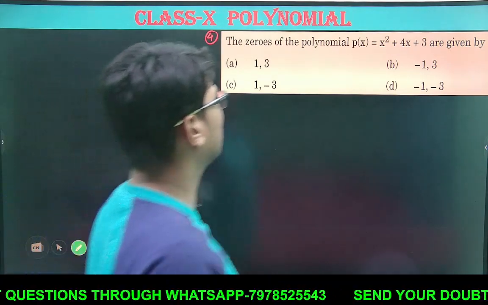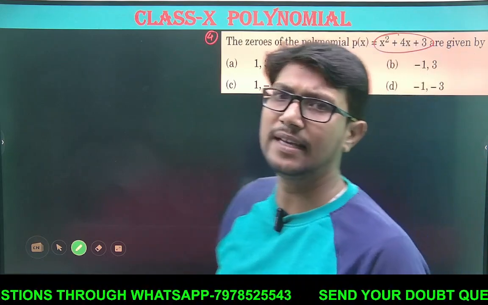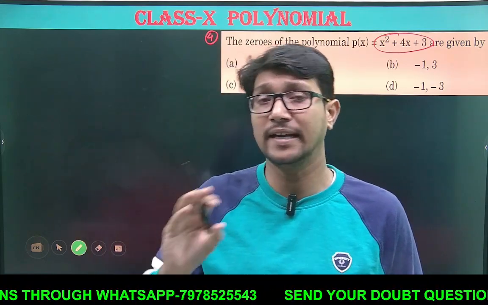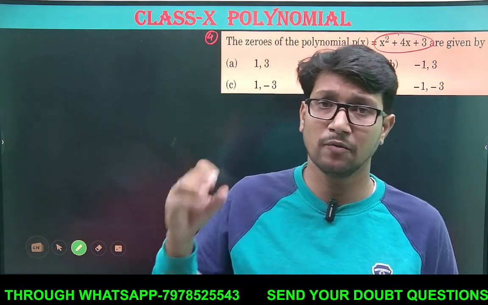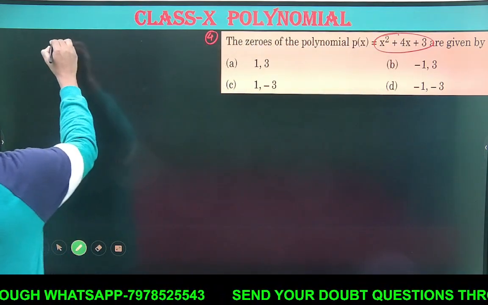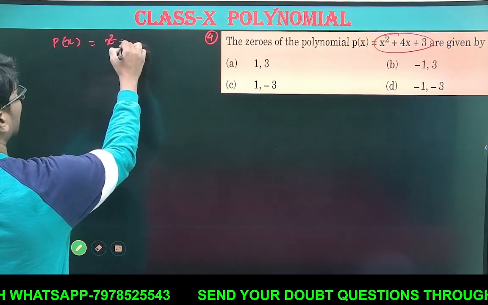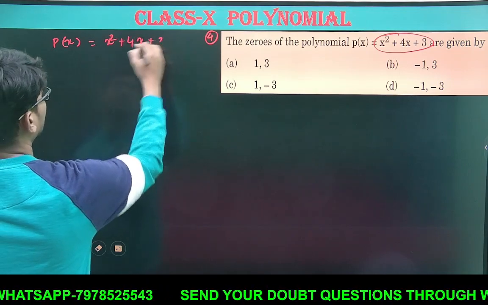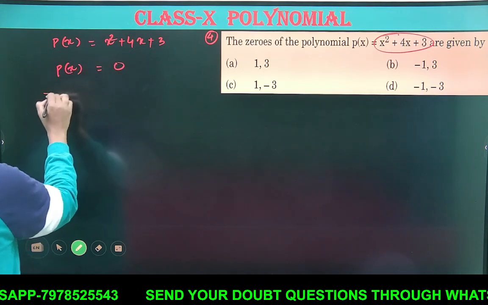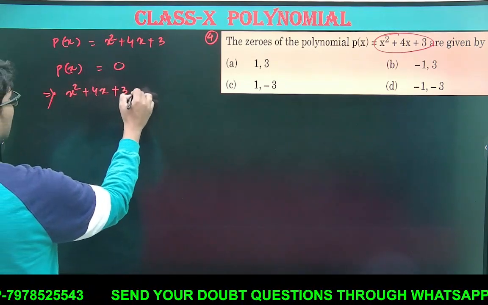The question is asking to find the zeros of this polynomial. Very simple. While finding zeros of a polynomial, we have to equate the polynomial with 0. Let us see. So here the polynomial is what? P of x, that is x square plus 4x plus 3. Finding the zero means equate the polynomial with 0. This implies x square plus 4x plus 3 equals 0.